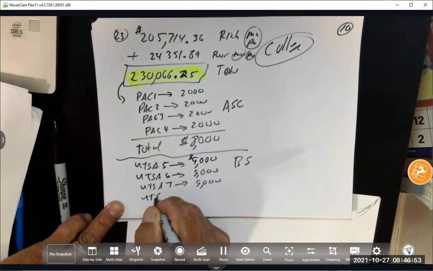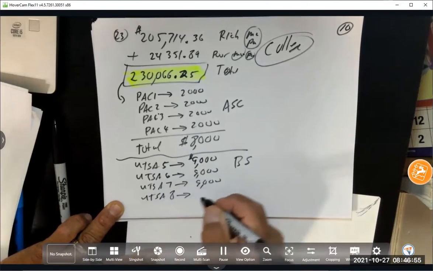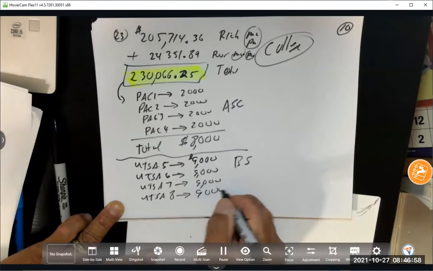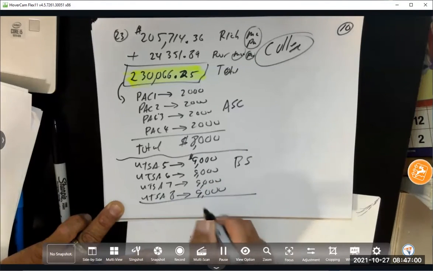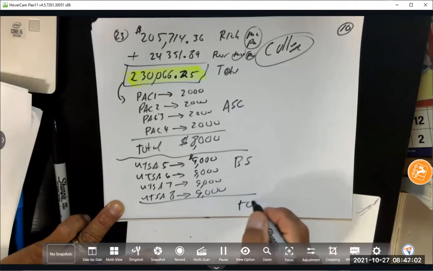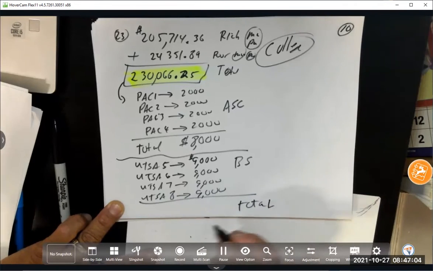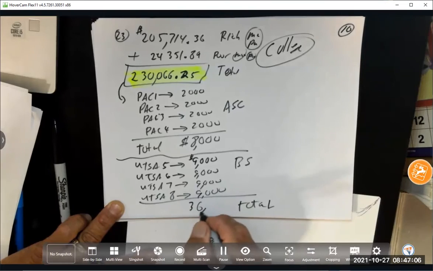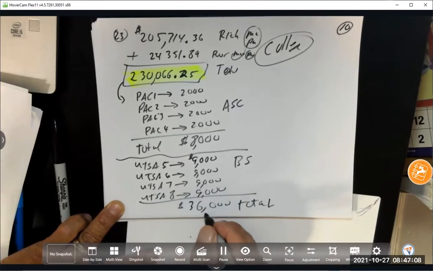And then finally UTSA, semester number 8. All right, I'm done with this school, man. All right. So total, how much did you spend at UTSA? $36,000. $36,000 is gone for your college money.